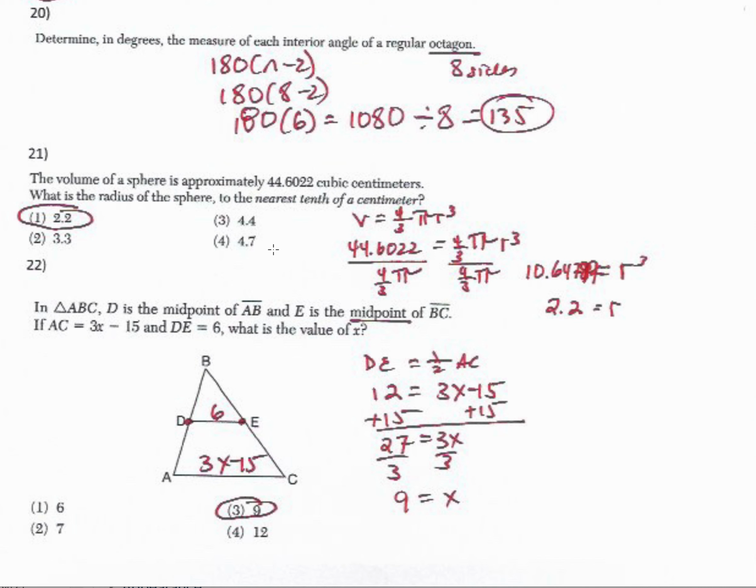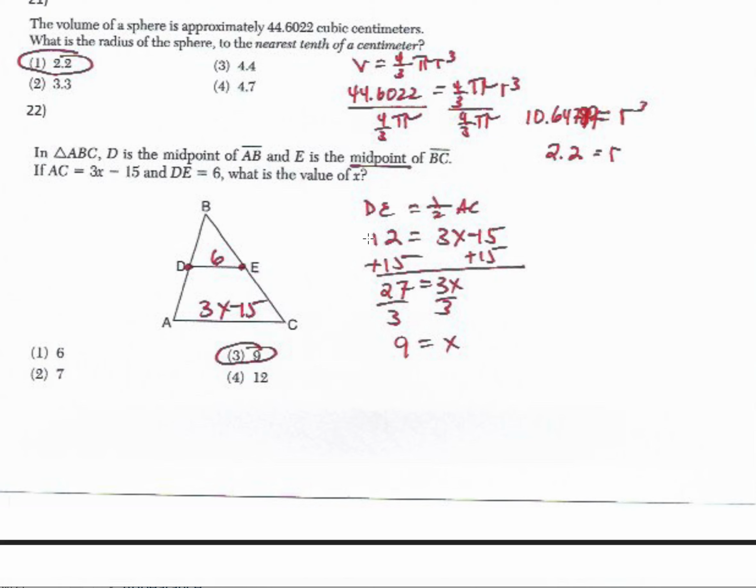Number 20, determine in degrees the measure of each interior angle of a regular octagon. So here's another question that was not on the first pretest, that if you didn't do the second pretest, you wouldn't be prepared for. That's why it's very important that you do all three of them. The formula for the sum of the measures of the interior angles is 180 times n minus 2. 8 sides, so I plug that in, I get 180 times 6, which is 1080. And then since there's 8 sides, there's 8 angles, so I divide by 8 and I get 135 degrees.